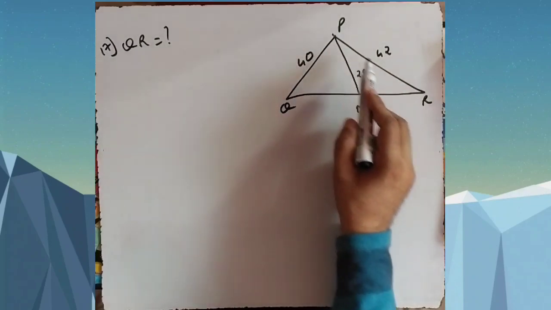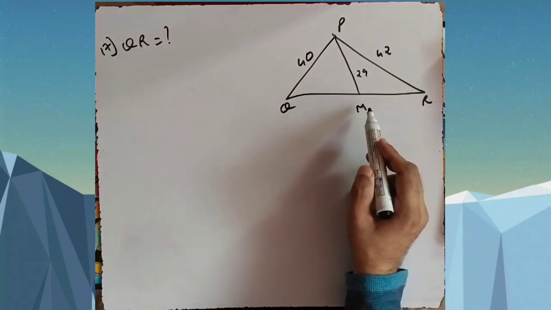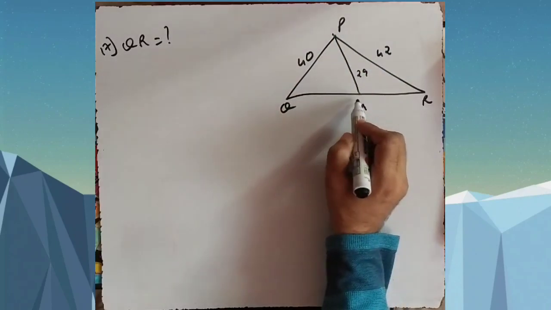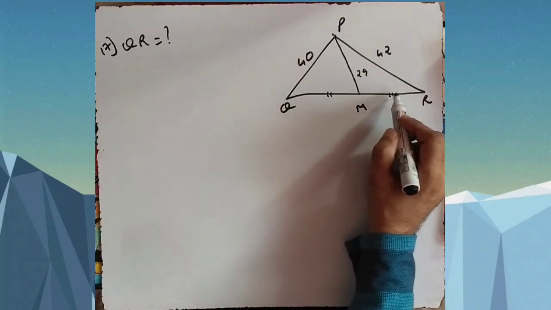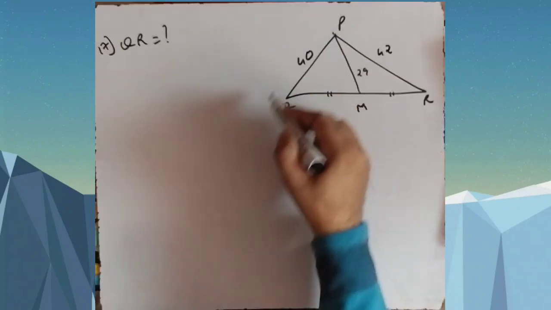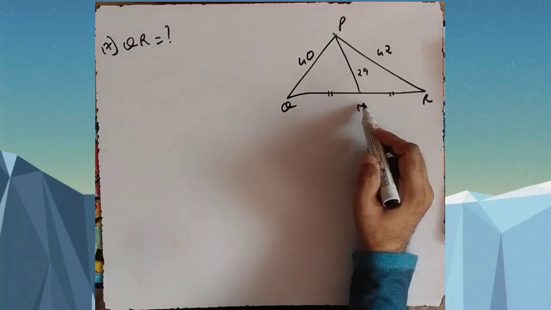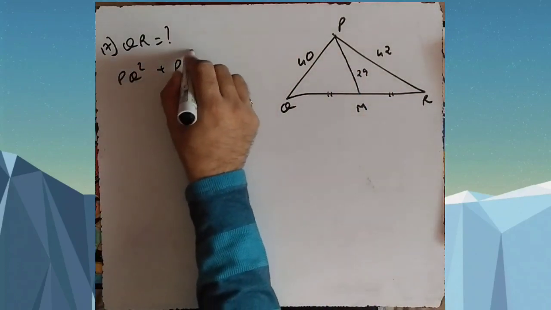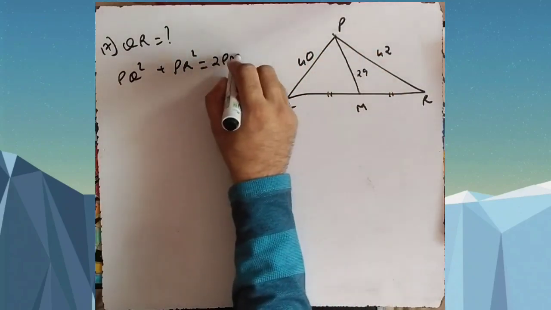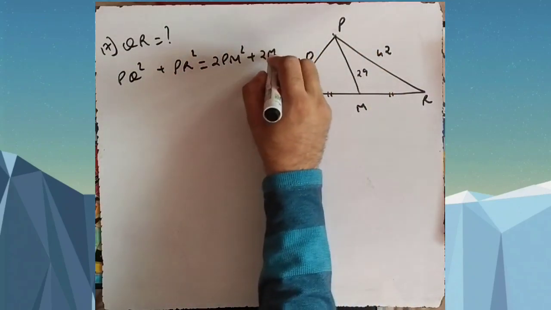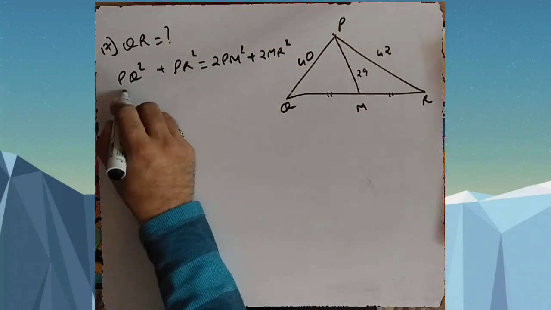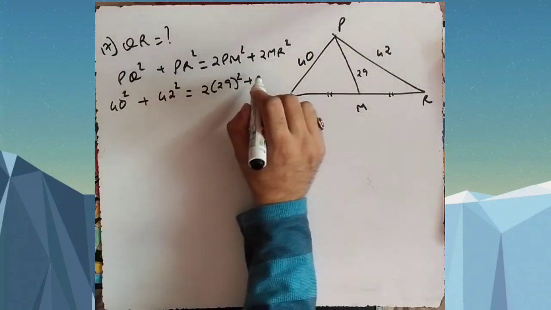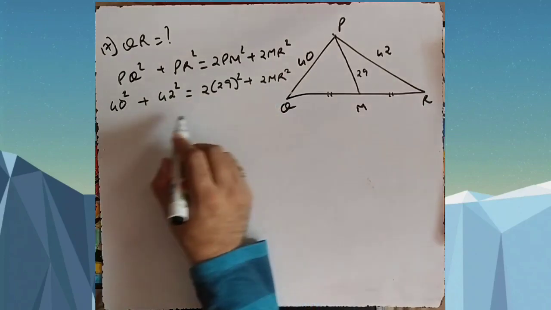In sum number 17, PM is the median of triangle PQR. PQ is 40, PR is 42, median PM is 29, and we have to find out QR. Because PM is the median, therefore M is the midpoint of QR. In triangle PQR, PM being the median, let us apply Apollonius theorem. PQ square plus PR square is equal to 2PM square plus 2MR square.